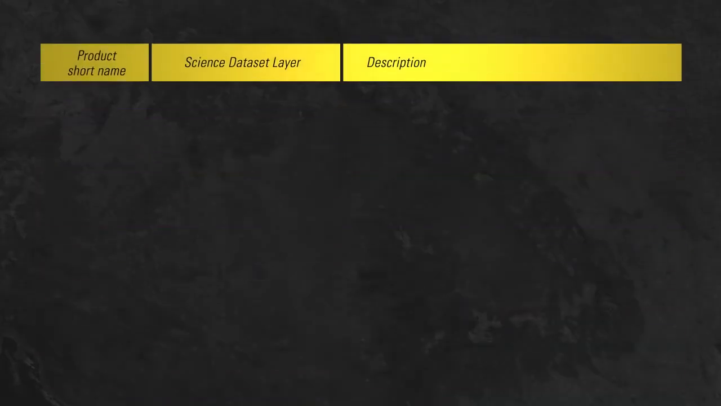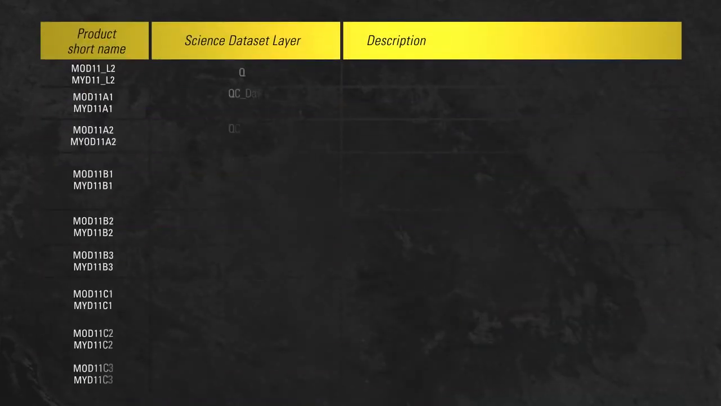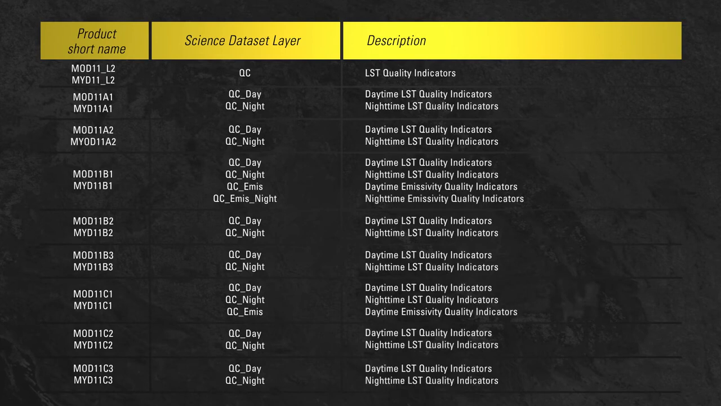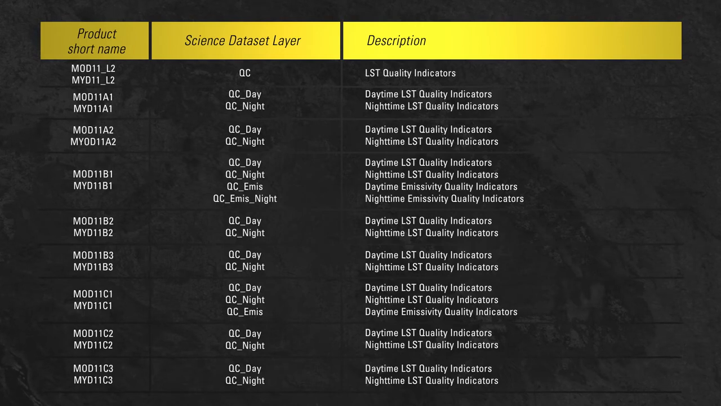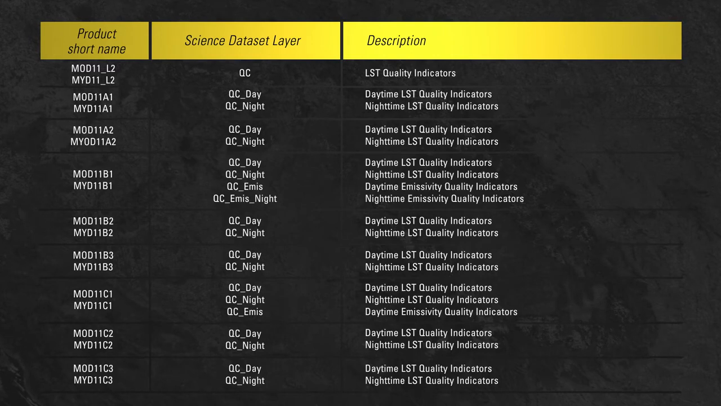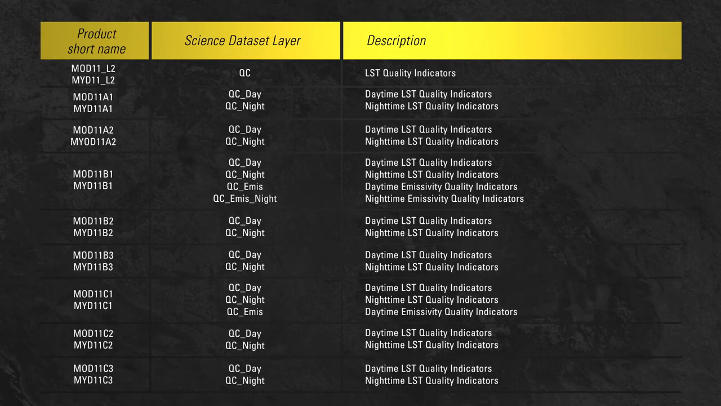There are two quality assurance or QA science dataset layers that can come with the MODIS version 6 Land Surface Temperature Data products. These layers are quality indicators for daytime and nighttime land surface temperature, or LST, and daytime and nighttime emissivity. These indicators provide information on the pixel, the data quality, the LST quality, the emissivity quality, and more.